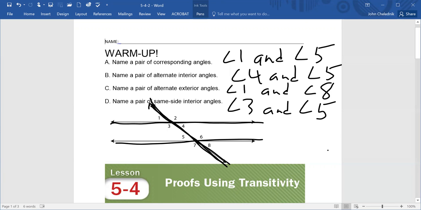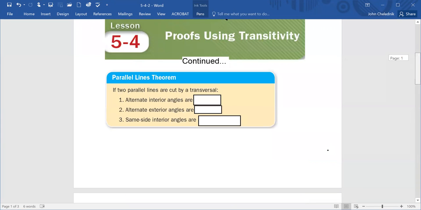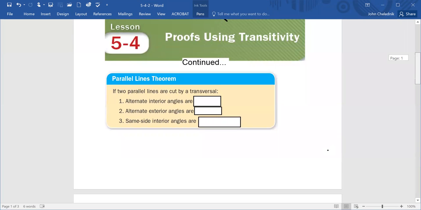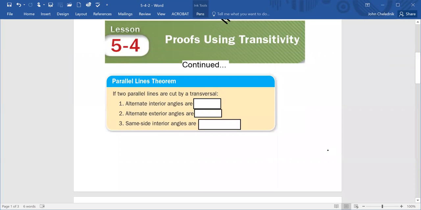Okay. All right. So today, the main thing we're going to learn is the parallel lines theorem. Okay. So this states, it has 3 parts. It states that alternate interior angles are congruent. It states that alternate exterior angles are congruent. And it states that same side interior angles are supplementary. Now this only works if the lines are parallel. It only works if the lines are parallel.